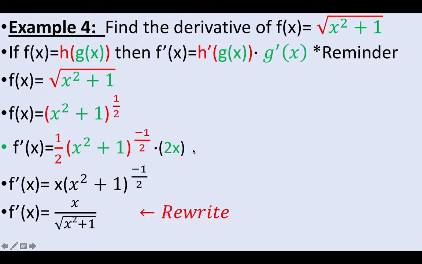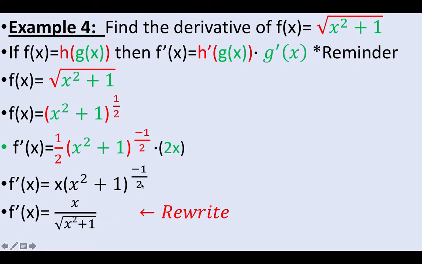Alright, so this right here is my derivative. I took the derivative of my outer function. I multiplied by the derivative of the green part, which is 2x. Now, the simplification part comes by 1 half times 2x. The 2's just cancel, and you're left over with x. Great, so then I have x times x squared plus 1 to the negative 1 half.